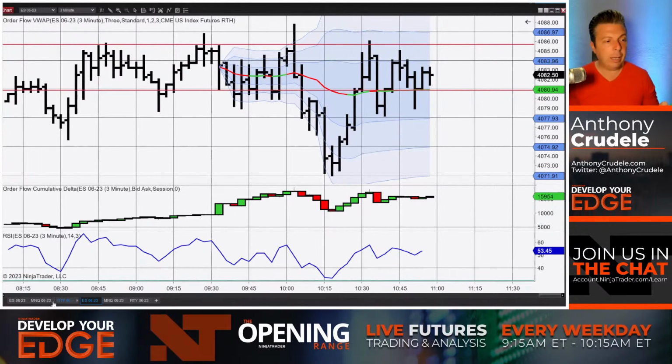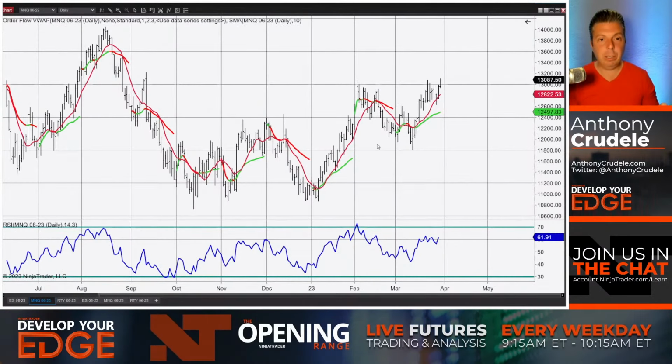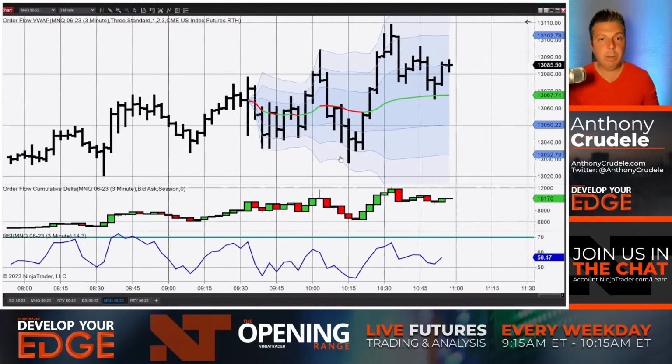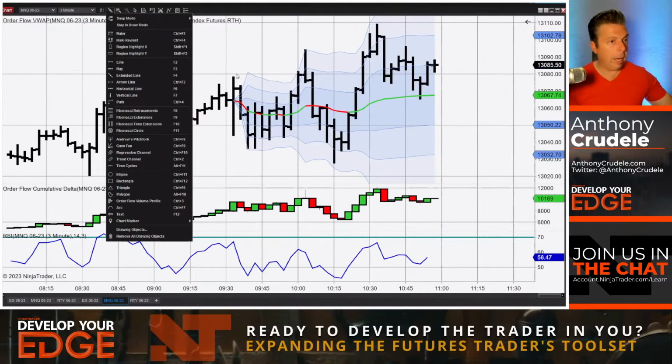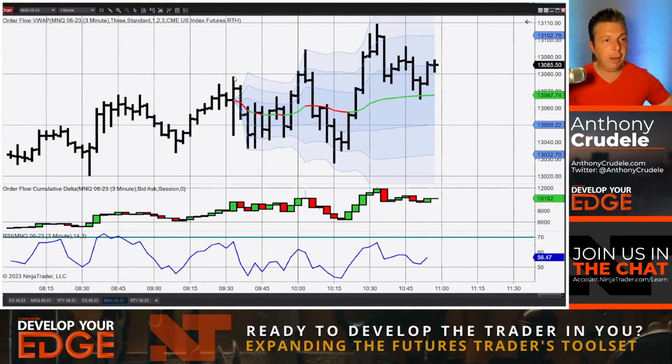Now we go to the NASDAQ, right? Quick look at the daily chart first. Above the 10-day, holding it. Everything looks strong above the VWAP. Let's go to the micro NASDAQ. Let's pull in this chart. Let's go in and let's take my horizontal lines. Actually, I don't need to do that. Just hit that F6 button. Boy, I love it.